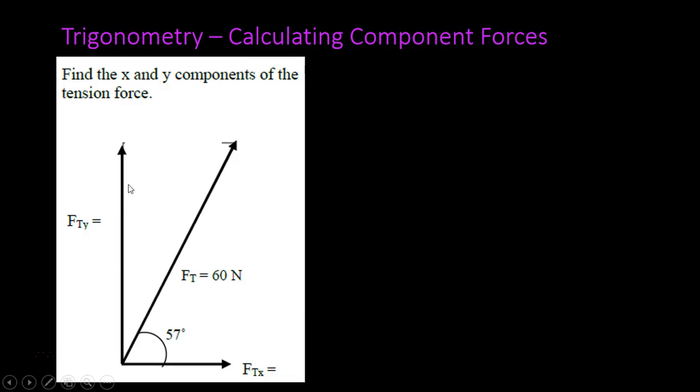Find the x and y components of the tension force. So here's a tension force. It's 60 newtons, and it's going up and to the right at an angle of 57 degrees. To find our x component, we plug in our total force strength, 60 newtons, and our directional angle, theta, which is 57 degrees. We use the cosine of 57 degrees times 60 newtons, and we find out that the strength of the x component is 32.7 newtons, and it's acting in the positive direction, or to the right.